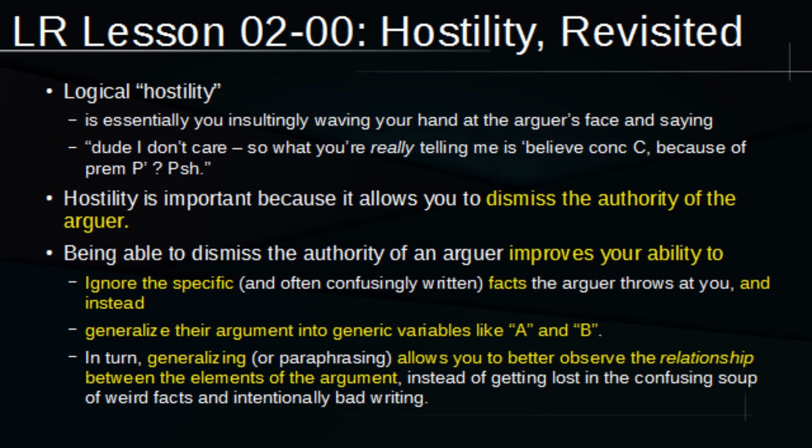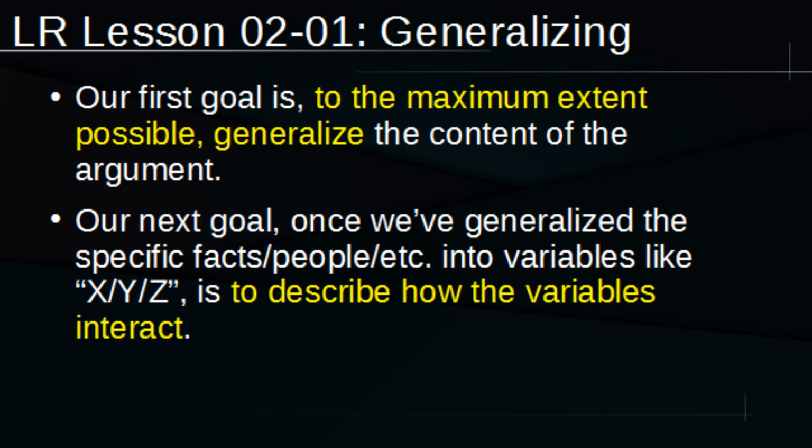Being able to dismiss the authority of an arguer improves your ability to ignore the specific and often poorly written facts that the arguer throws at you, and instead generalize their argument into generic variables like A and B. In turn, that generalization allows you to better observe the relationship between the elements of the argument instead of getting bogged down in the confusing word soup of weird facts and intentionally bad writing that a lot of these arguments consist of. So with that general dismissiveness, hostility in mind, so that we're not too concerned about actually being nice to our arguer and we're really just in the mental habit of breaking down what they're saying rather than building them up, let's get into actually generalizing.